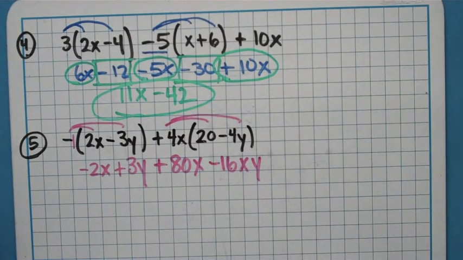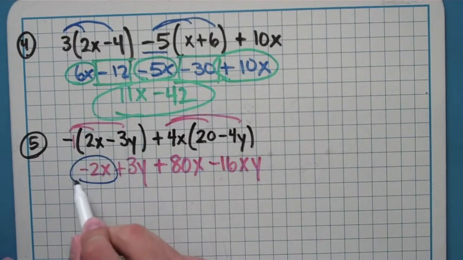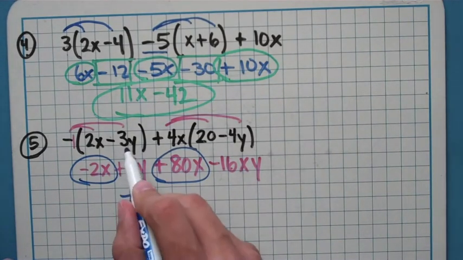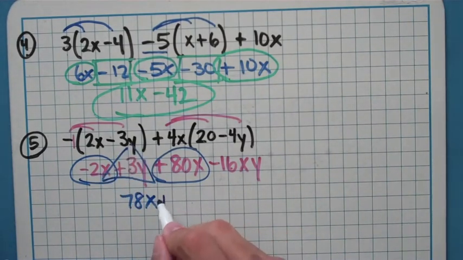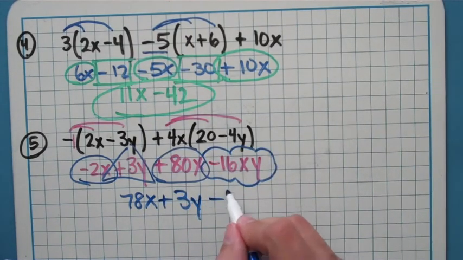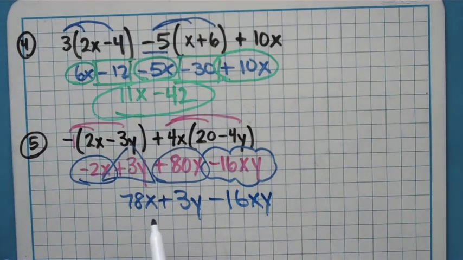And when I'm looking at my like terms here, I'm going to go ahead and combine those. Let's see what I end up with. Negative 2x plus 80x is going to make a 78x. No other like terms for the y. No other like terms for this guy either. So this is a simplified version of my answer.